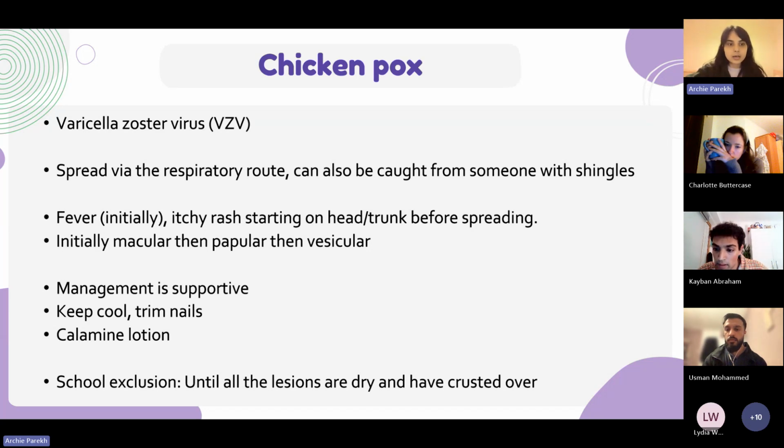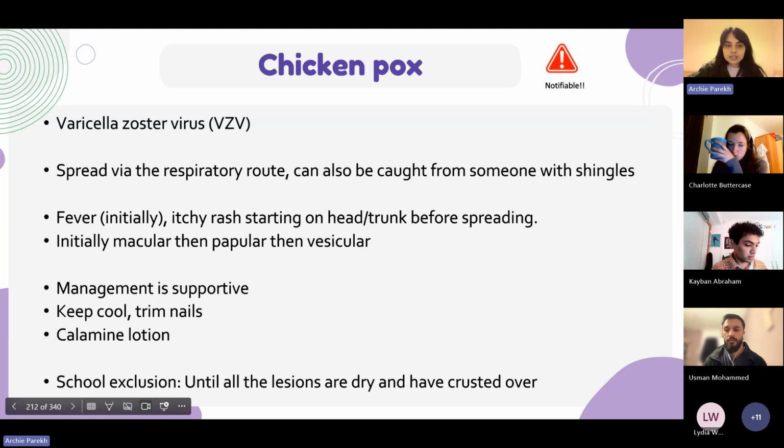And then the rash itself, initially it's very flat, it's very macular, and then it becomes a bit coarse and rough, papular, and then it starts forming vesicles that ooze and scab. And management, I'm sure all of you know, for chickenpox is supportive. You can give them calamine lotion for the itching, but then you also have to make sure that they're not scratching it. And school exclusion is necessary until all the lesions are dry and have crusted over. And as you can see from the sign here, chickenpox is a notifiable disease.